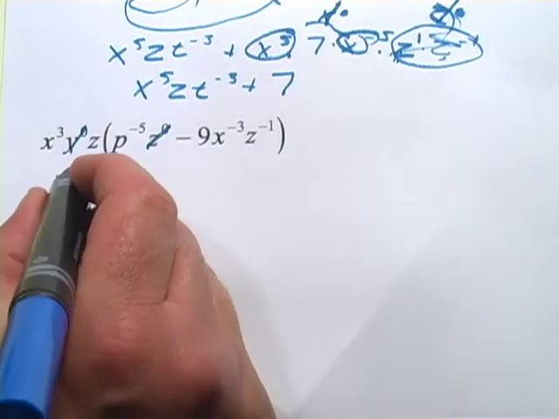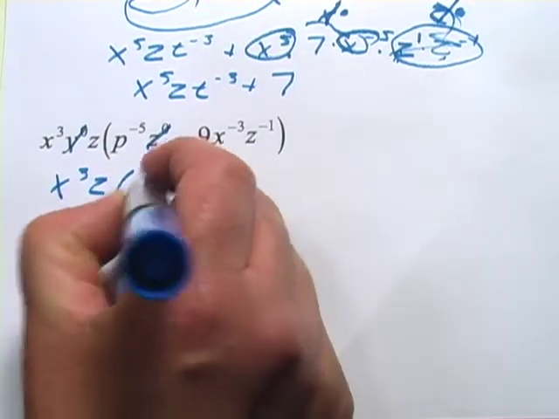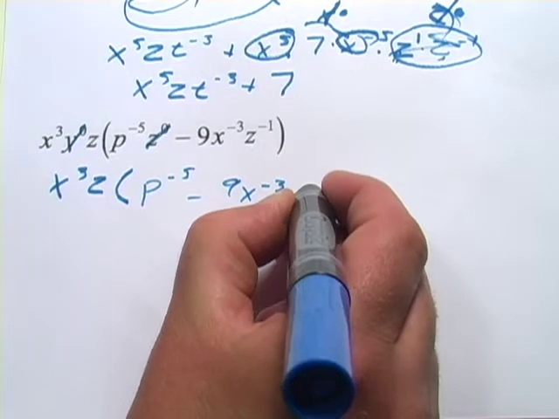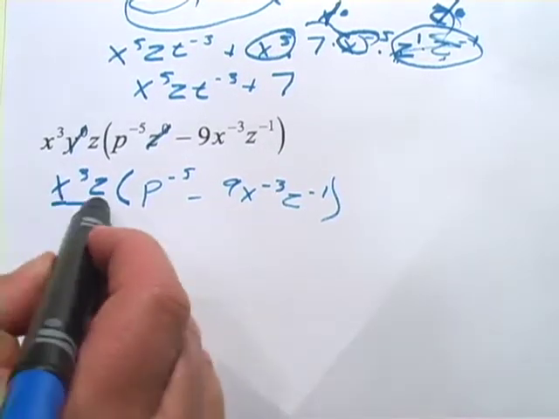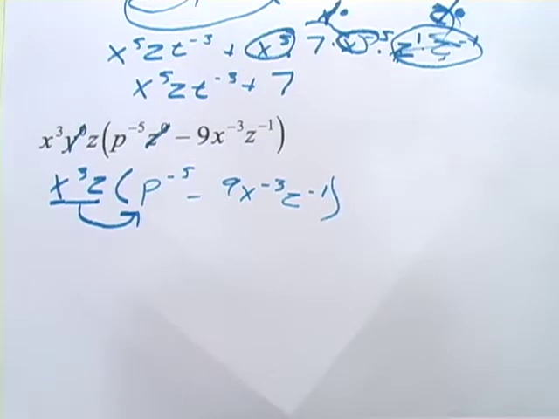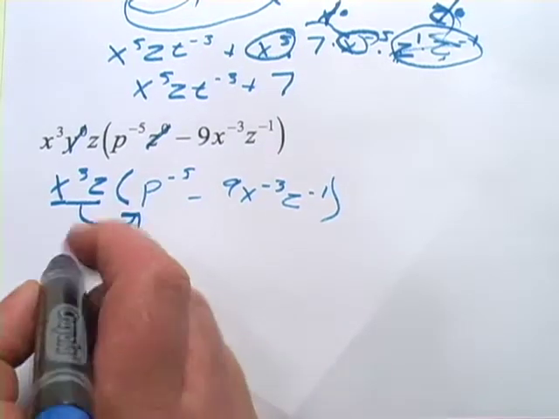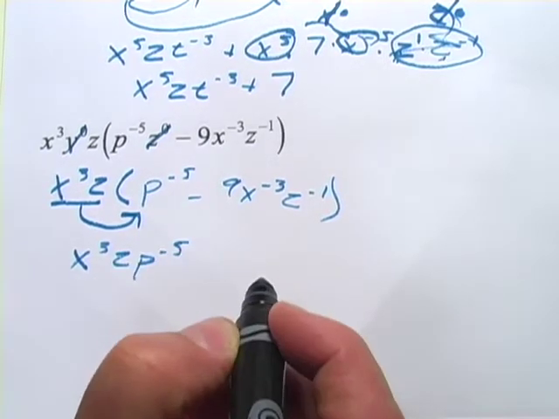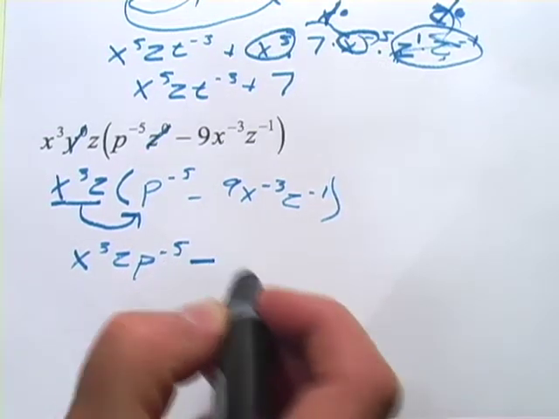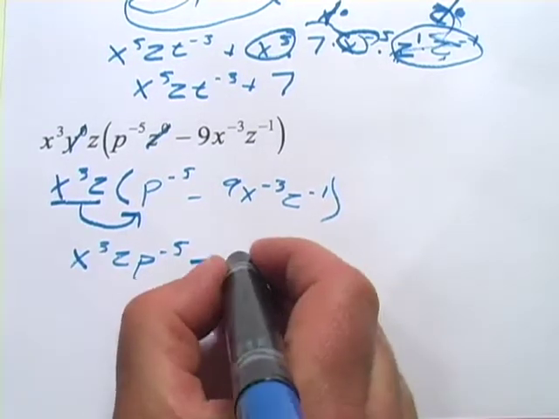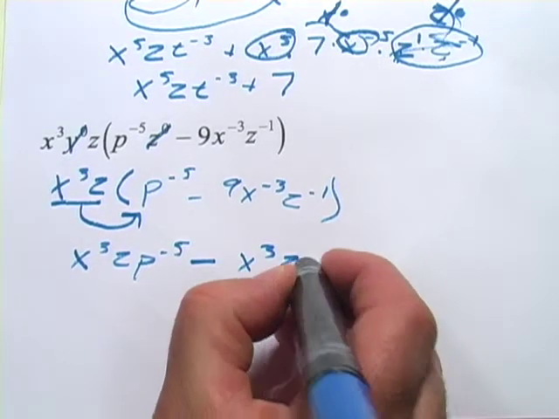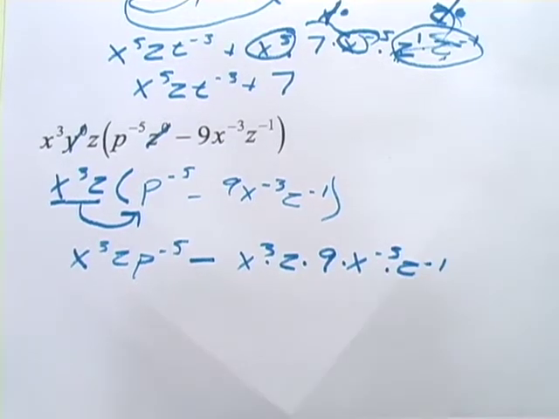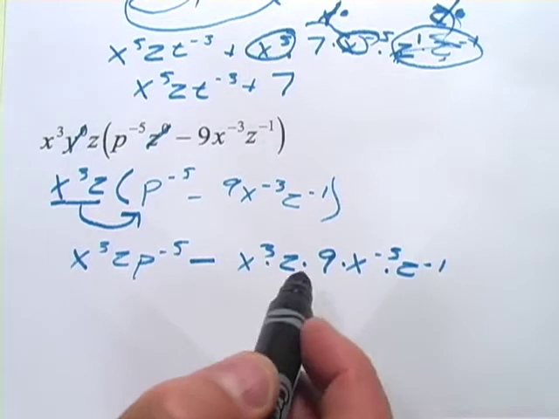Now let me rewrite this. We have x to the third z times p to the negative 5 minus 9x to the negative 3 z to the negative 1. So first, we'll take this chunk and multiply it by the first term, p to the negative 5. Well, since they're all different variables, we'll just smash those together. X to the third z p to the negative 5. That's the first term done. Then we have a negative sign. And now we have x to the third z times 9 times x to the negative third times z to the negative 1. Just put all those in the order that they came.